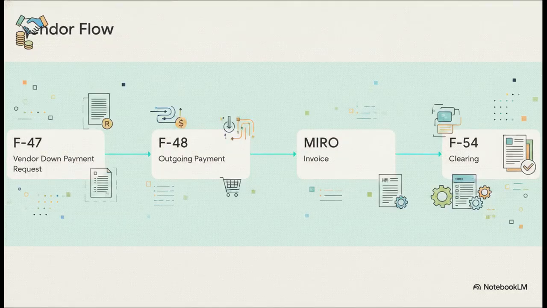Now watch how this translates over to the vendor side. It mirrors the customer logic perfectly, just using different transaction codes. We start with an F47 request. Next, we actually disburse the outgoing funds via F48 using our special GL. Then we log the incoming invoice via MIRO. And finally, we clear the entire chain with F54. It makes total sense when you see them laid out side by side like this, doesn't it?